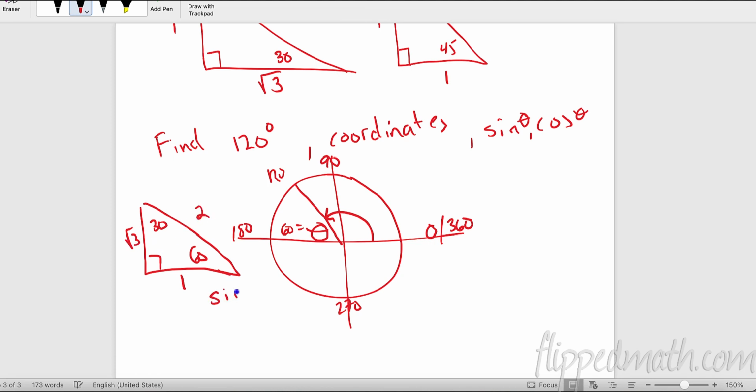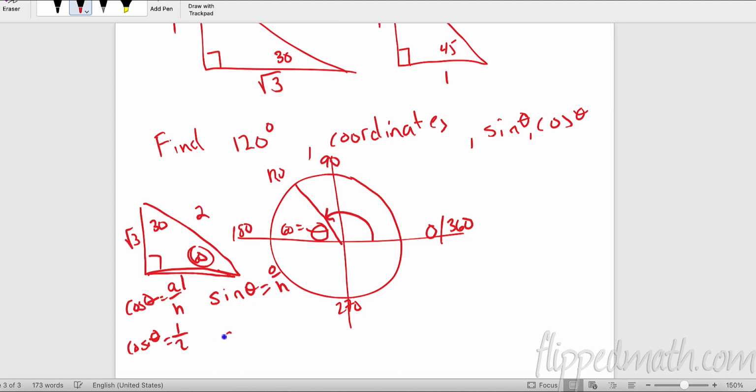Now I'm going to find sine and cosine. Cosine is adjacent over hypotenuse. You have to know that. Sine is opposite over hypotenuse. You have to know that. All right? So what is adjacent? So if my angle is here, adjacent is the side that touches it, and that is 1. The hypotenuse is always across from 90. That is 2. So the cosine of 120 is 1/2.